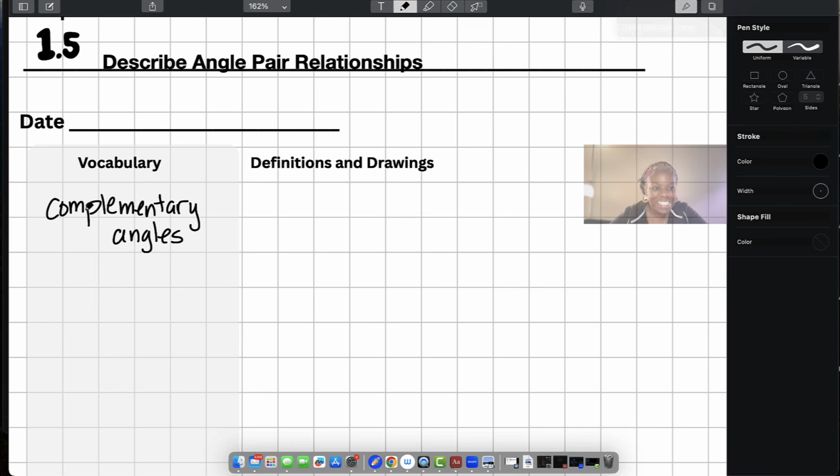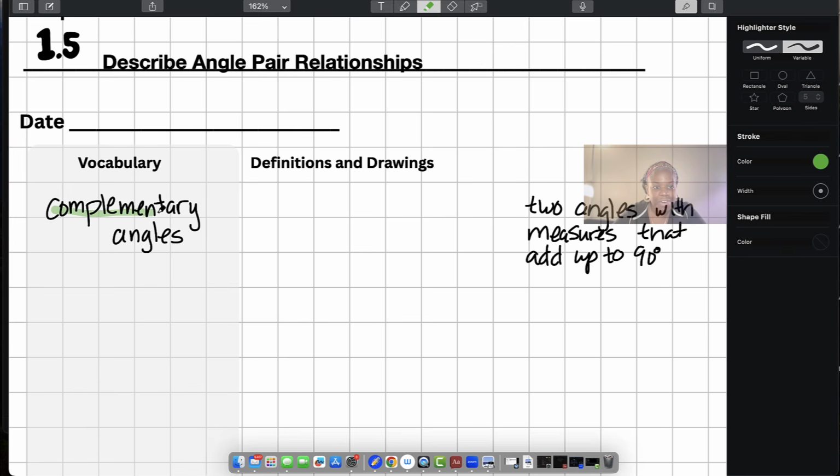So this first word is complementary angles, and basically what complementary angles are is two angles that add up to 90 degrees. So complementary angles are two angles, only two, whose measures are going to add up to 90 degrees.